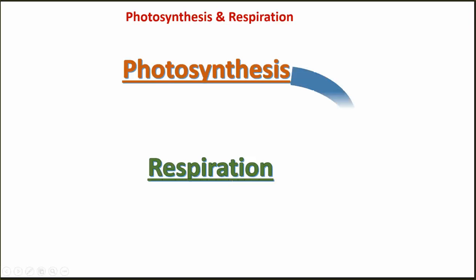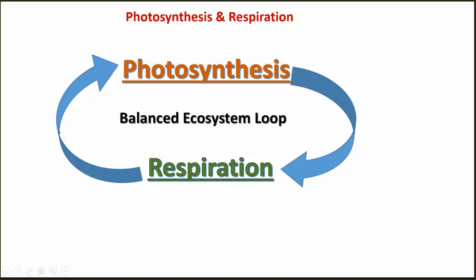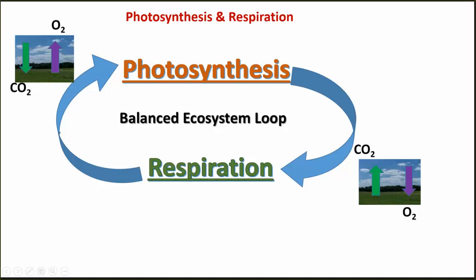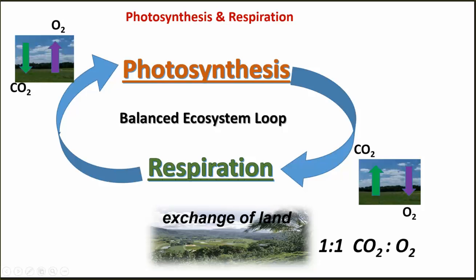Photosynthesis, coupled with respiration, is therefore a balanced ecosystem loop where a decrease in CO2 and an increase in oxygen during photosynthesis mirrors an increase in CO2 and a decrease in oxygen during respiration. This exchange on land is nearly a 1-to-1 CO2 oxygen ratio.